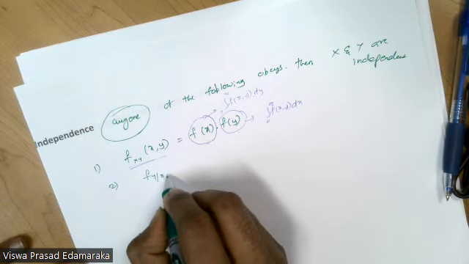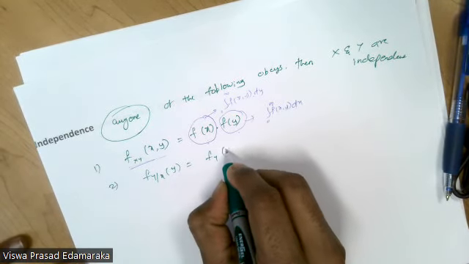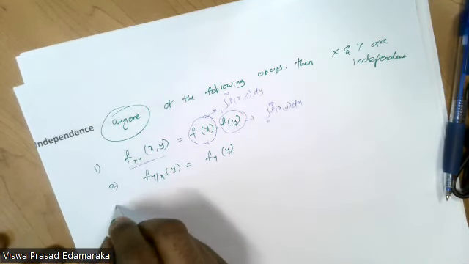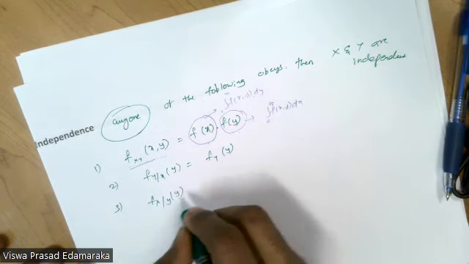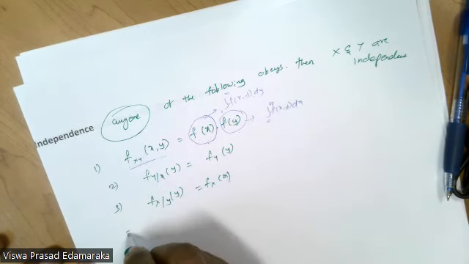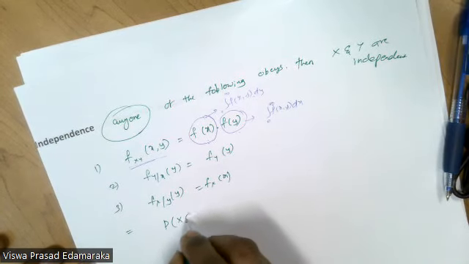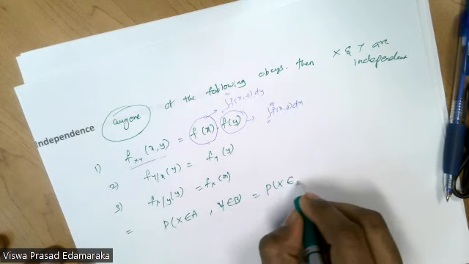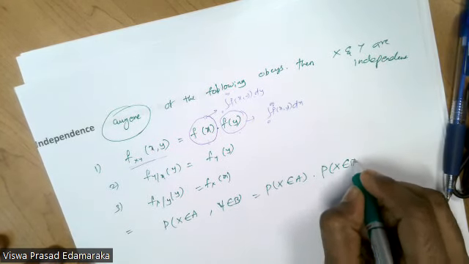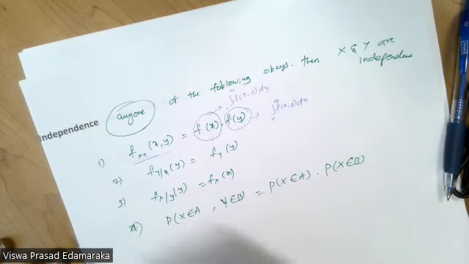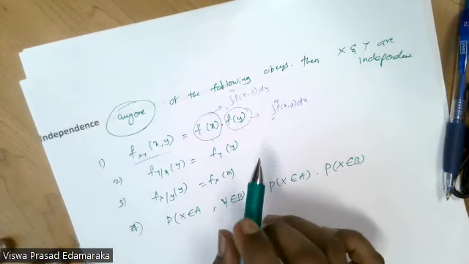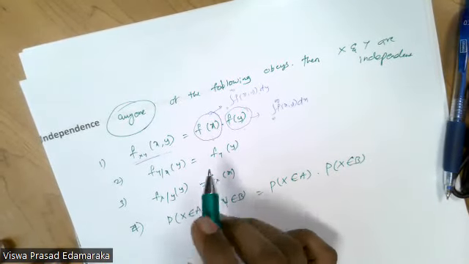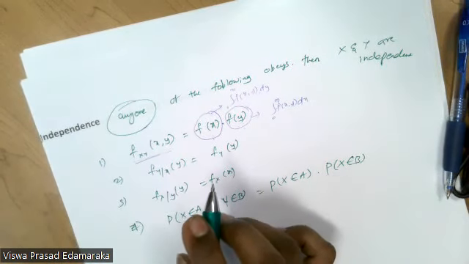Another one is f of x comma y is equal to f of y, for all x comma y, and then f of x comma y is equal to f of x. And finally, probability of x belongs to A and y belongs to B equals probability of x belongs to A into probability of y belongs to B. These are the four conditions to find out whether x and y are independent or dependent. If one of these equations holds, then x and y are independent.